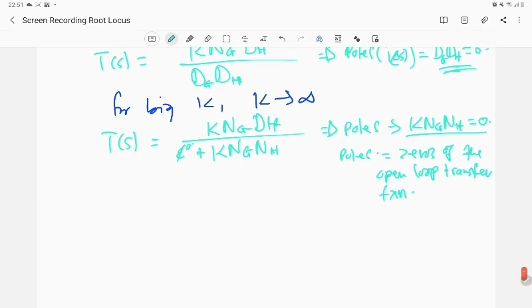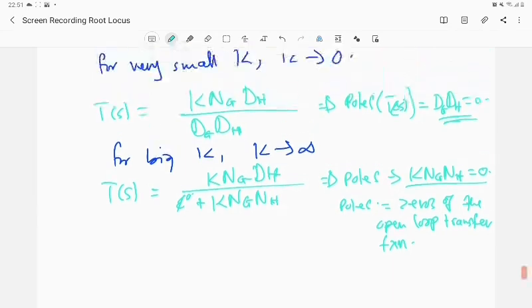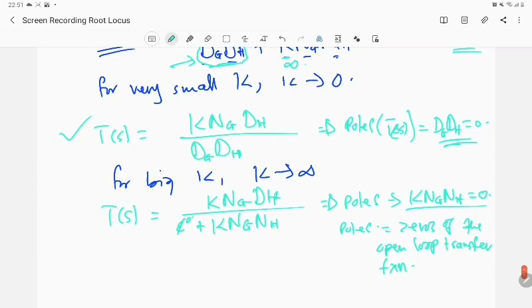For K equals zero, as we saw from here, the root locus will start from the poles of the open loop transfer function, and then when K gets to infinity, the root locus will end at the zeros of the open loop transfer function. Now, don't let that confuse you with the closed loop transfer function, because under all circumstances, when it comes to root locus, we are dealing with the roots of the characteristic equation, which are the poles of the closed loop system.